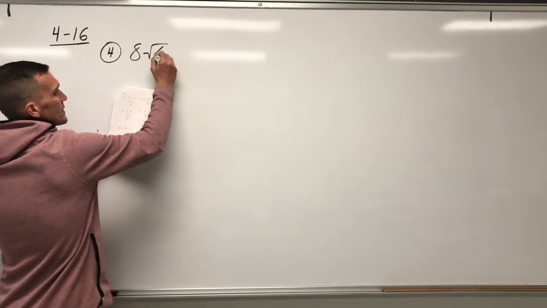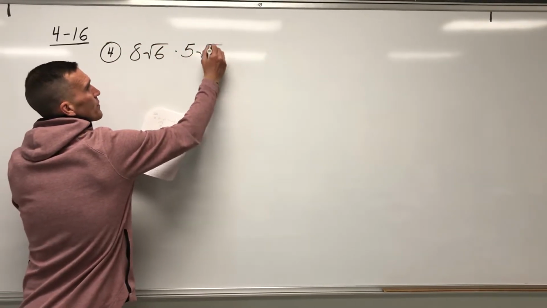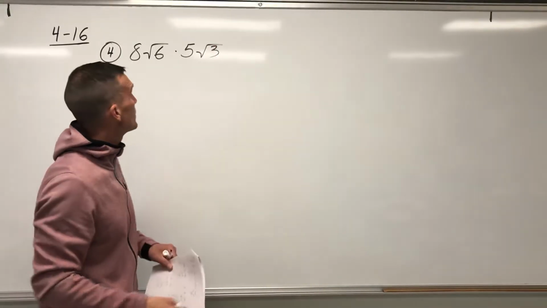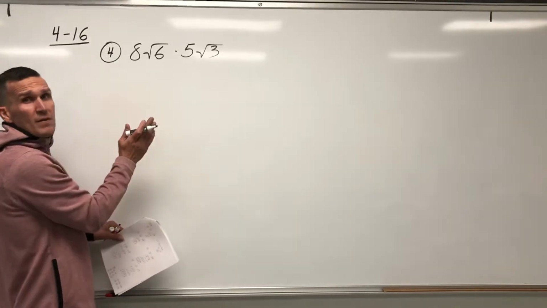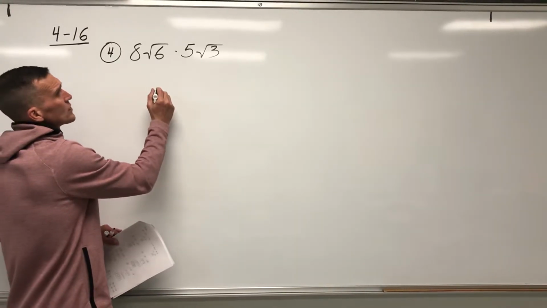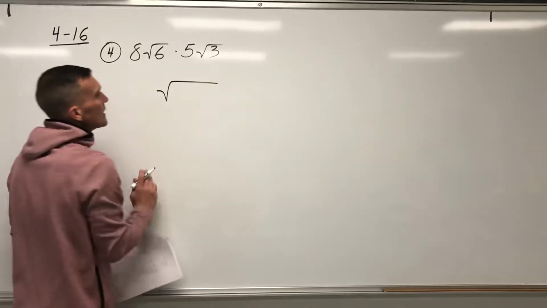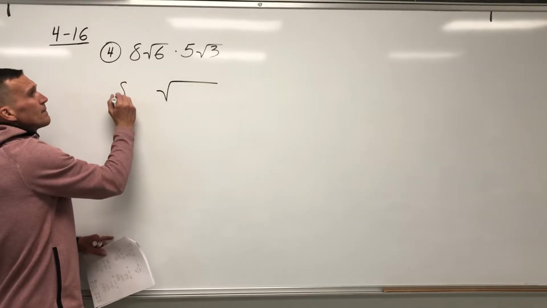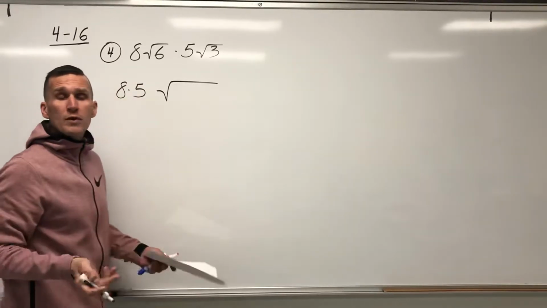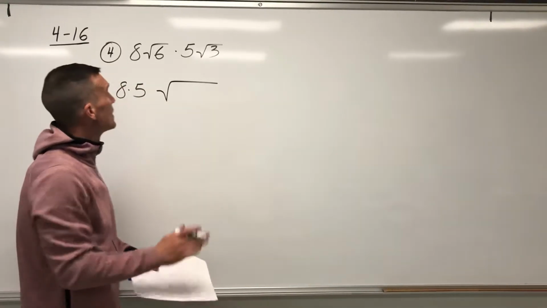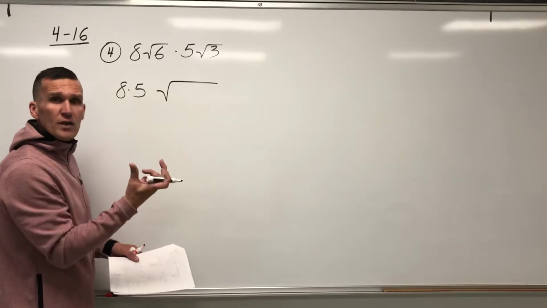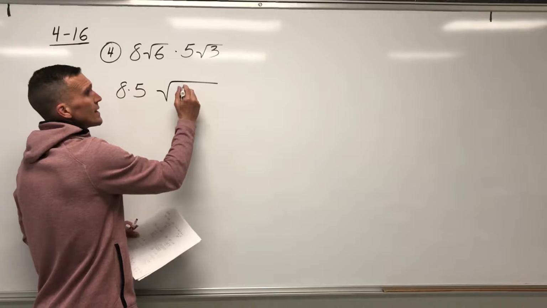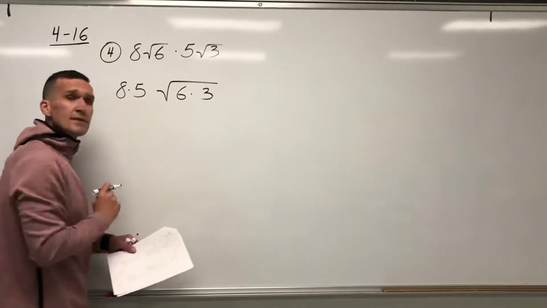8 square root 6 times 5 square root 3. This is the first time that we've seen numbers outside of the square root, but we just leave them outside the square root then. So I actually start with the square root symbol usually, and I go outside times outside stays outside. Usually I would just multiply them right away and say 40, but I'll actually show 8 times 5 to show you that the outside times outside stays outside. And then the inside times the inside stays inside.